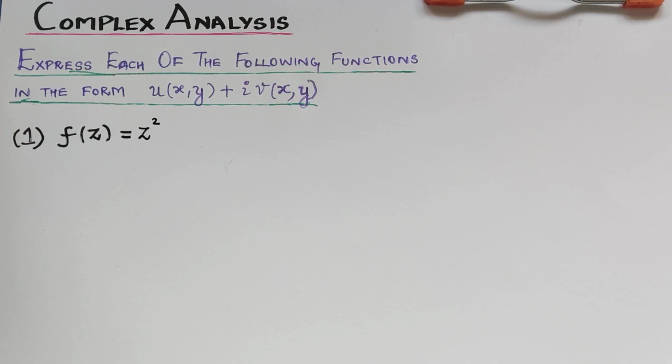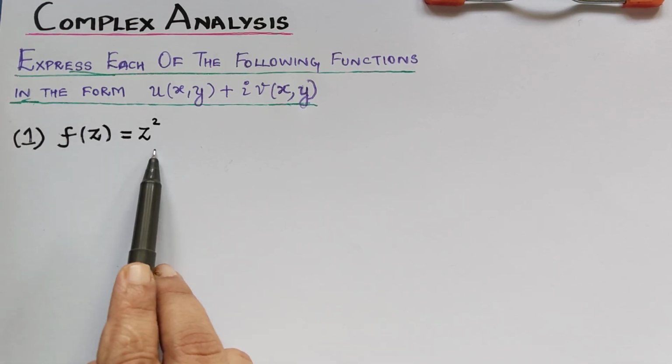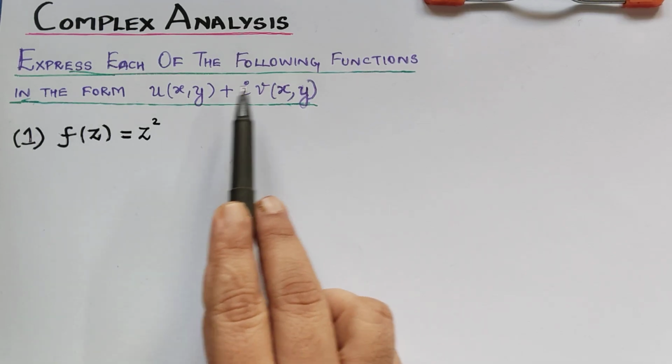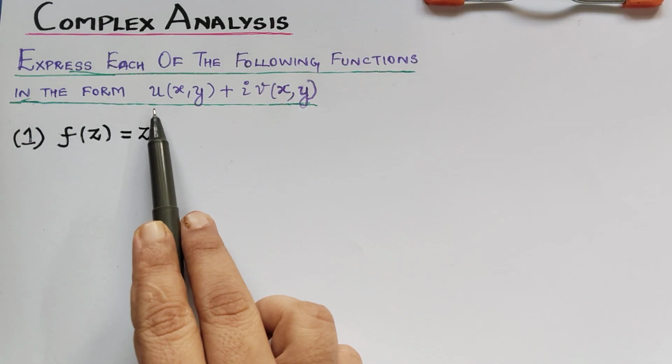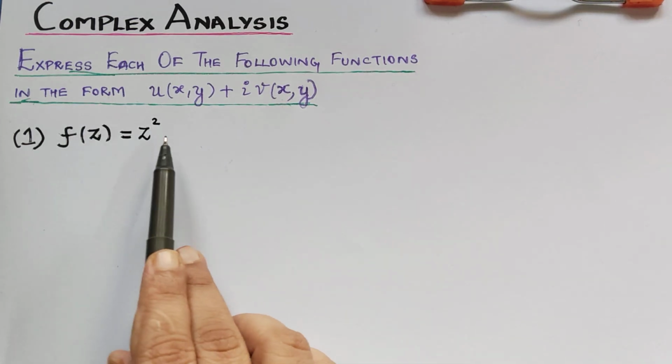Dear students, under the lecture series on complex analysis, here we have problems of the type where we have to express each of the following functions in the form u(x, y) + i v(x, y). That is, functions of complex variables are given here. Now, we have to separate the real part and imaginary part by finding u(x, y) and v(x, y) for these functions.